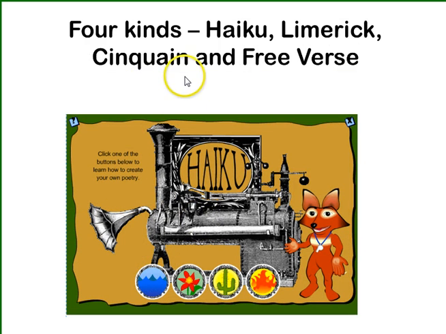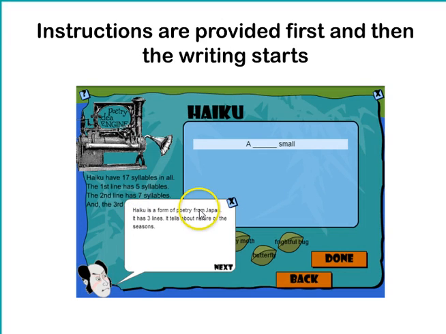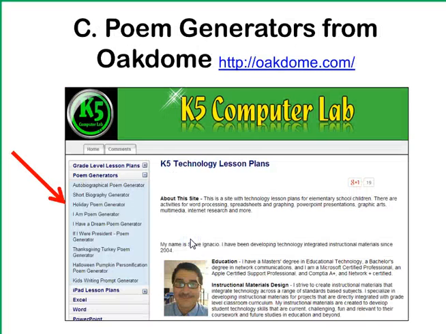It has 4 different kinds of poems: haiku, limerick, cinquain, and free verse. And what I like about it is it teaches you about the type of poem first before you write the poem. So for example, if you were doing a haiku, it would explain what a haiku is, and how it's written, and the syllables, and how the syllables are broken up, and then you would write the haiku. That's very pleasant.